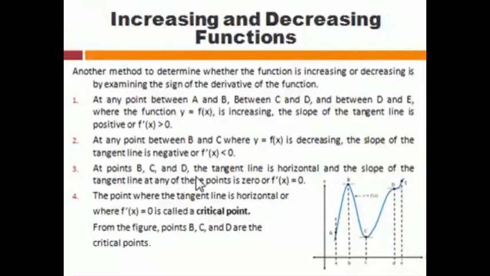At point B, point C, and point D, the tangent line is horizontal, or it is equal to 0. The slope f prime x is equal to 0. So the slope of the line is horizontal. The point where the tangent line is horizontal or f prime x is equal to 0 is also called a critical point. So the critical points in this example, point B is a critical point, C is a critical point, and point D is also a critical point.